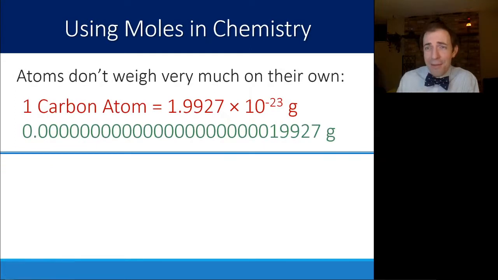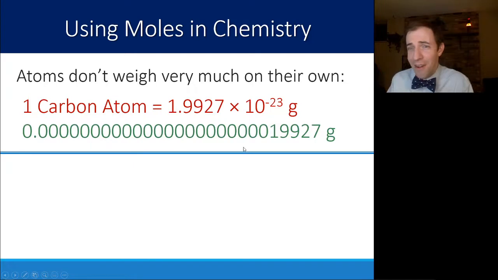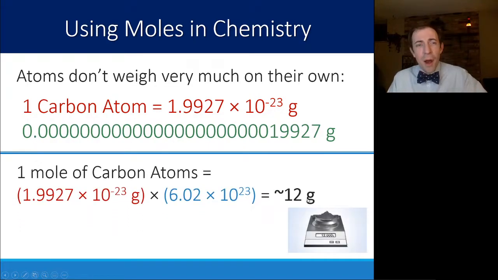So in chemistry and in atomic physics, atoms don't weigh very much on their own. One carbon atom is 1.9927 times 10 to the negative 23 grams. Or, not in scientific notation, all of these zeros before you start getting numbers. That is not a number that we're going to measure individually on a balance. But if you were to gather a mole of carbon atoms and multiply that by 6.02 times 10 to the 23rd, you would get approximately 12 grams. That's the same amount that is shown here on this balance.